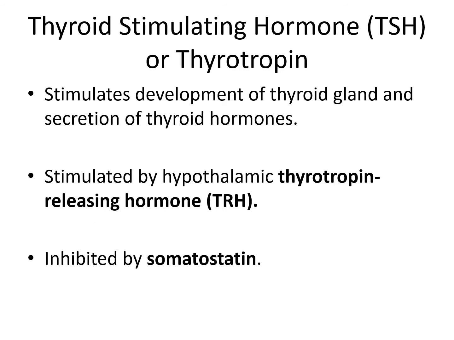So TSH, or thyroid stimulating hormone, also called thyrotropin, as you might expect, it stimulates the development of the thyroid gland and secretion of thyroid hormones. And it is stimulated by the hypothalamic thyrotropin releasing hormone, TRH. Okay, so notice the abbreviation is TRH, which is thyrotropin releasing hormone, which will stimulate thyroid stimulating hormone, or TSH. Okay, so it's stimulated by TRH, but it's inhibited by somatostatin.